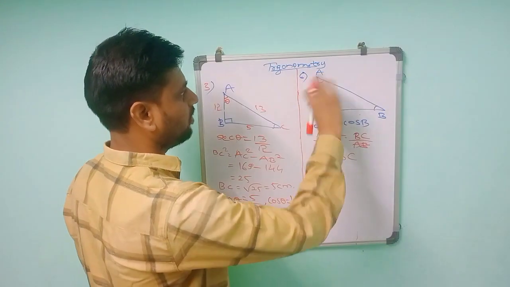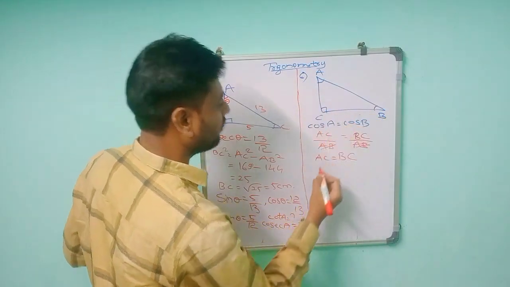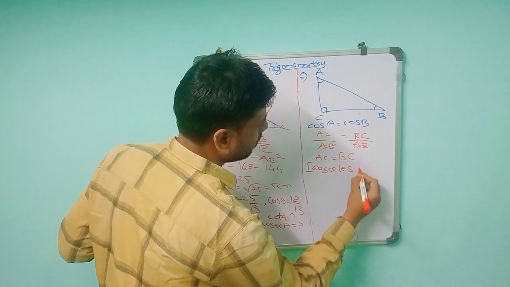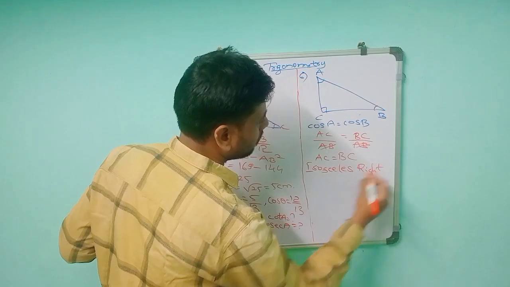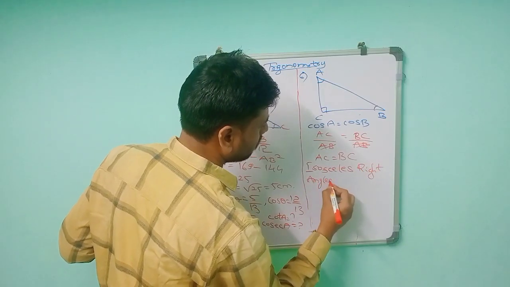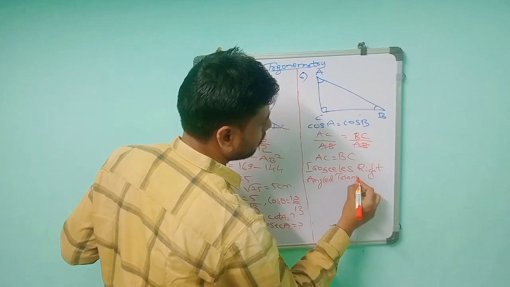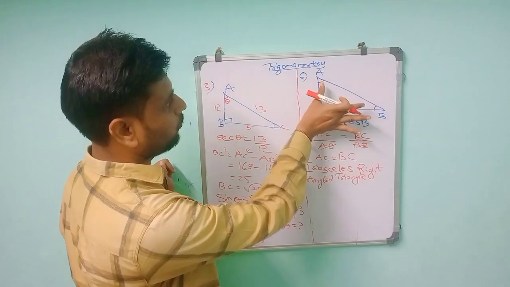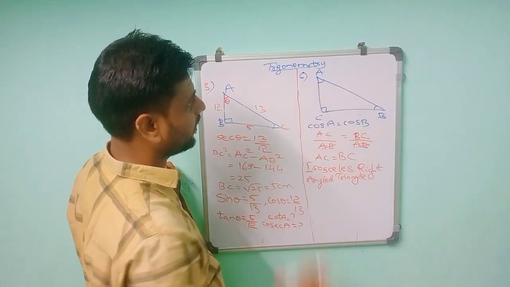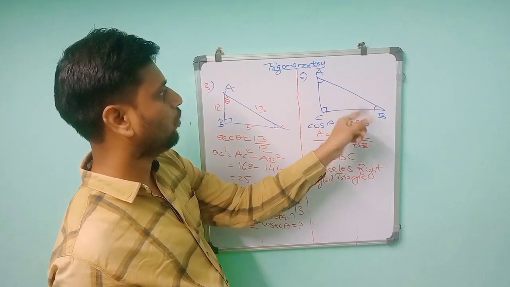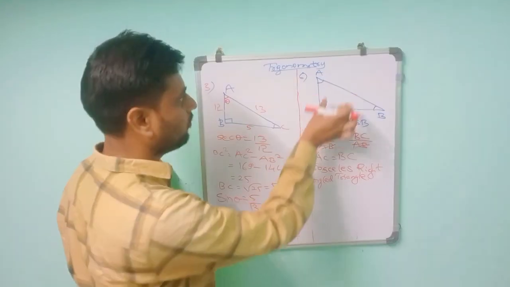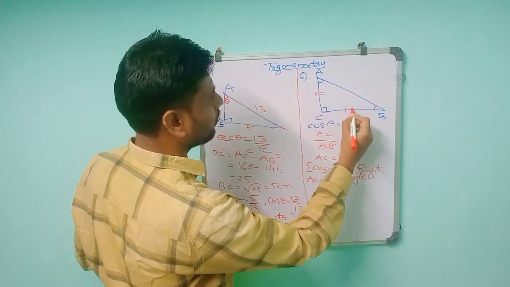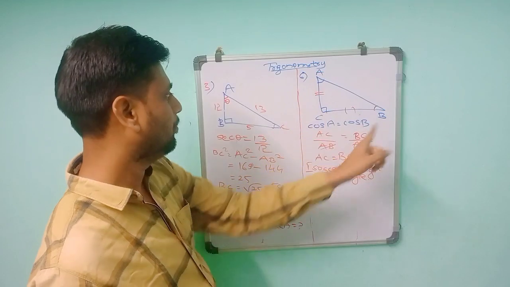So if AC is equal to BC, then this will become an isosceles right angle triangle. For an isosceles right angle triangle, one rule is there. What is that? The opposite angles will be equal. These two sum to 90, so 90 halved is 45. So this will be 45, this will be 45, because this is an isosceles right angle triangle.